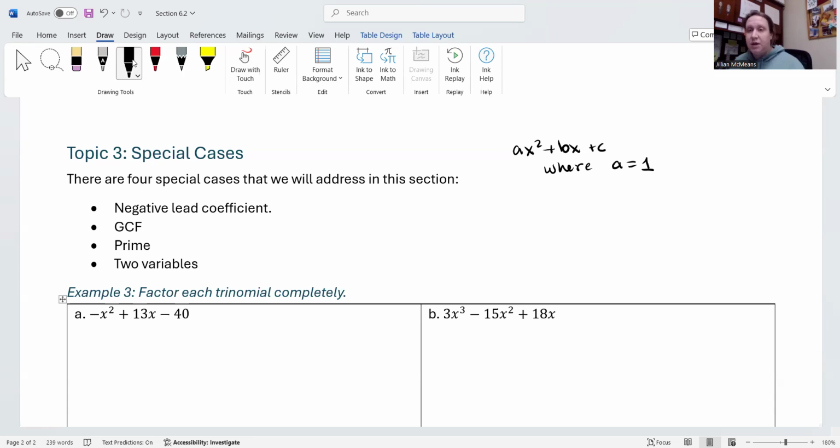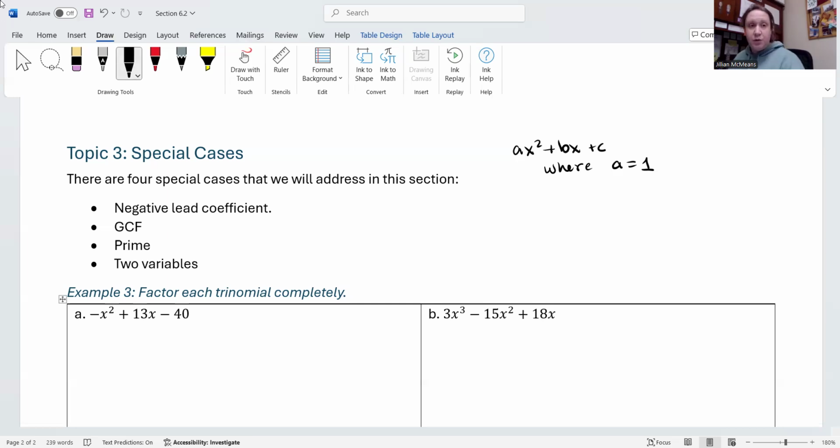We also have a situation where we can have a prime polynomial or a prime quadratic trinomial. This just means it's not going to factor over integers. Integers are those positive and negative whole numbers. It won't factor unless you threw in decimals or fractions. We don't want that. And then finally, we're going to look at a very specific setup for 2 variables. So let's go ahead and get to it.